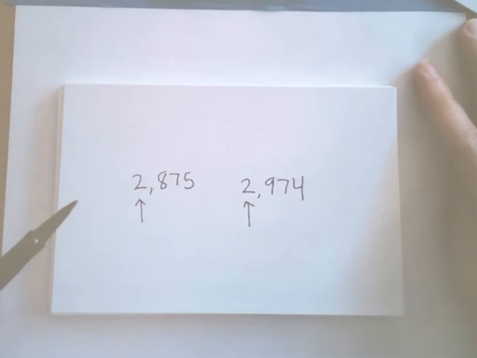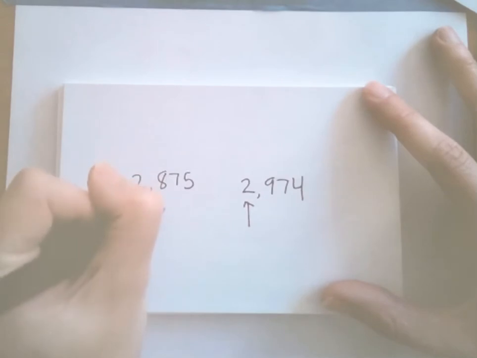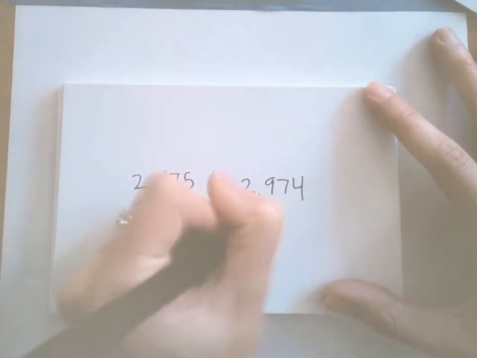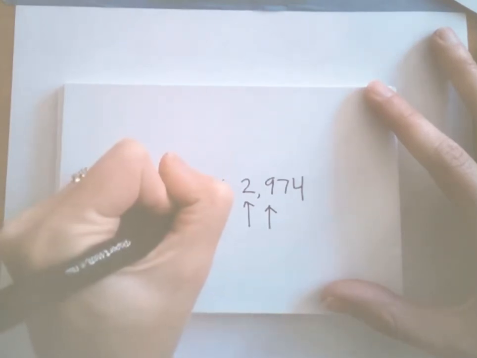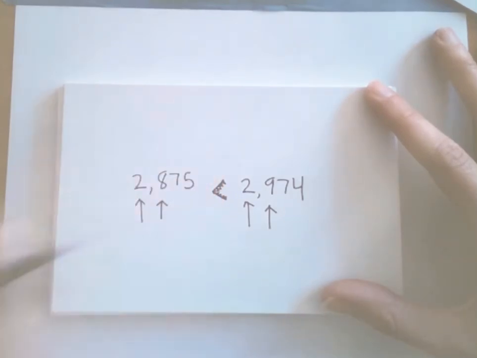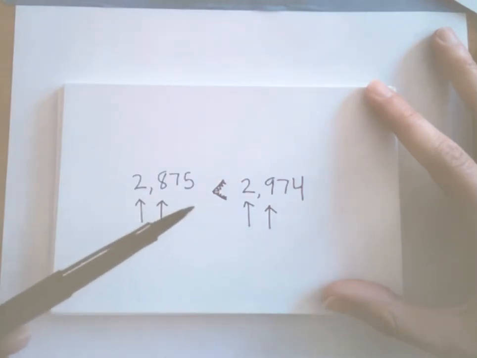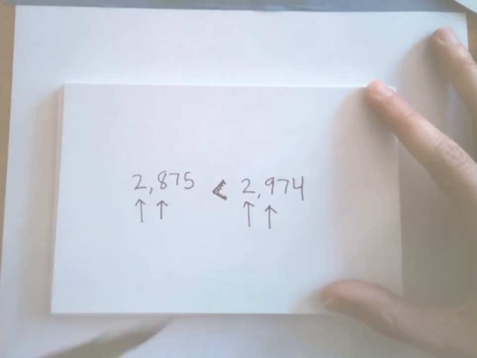If that's the case, what do I do? Correct. I go over down to the next place value. So when I do that, I have an 8 in this number and a 9 in this number. So if I wanted to know which one was greater, it would be the one with the larger number. Remember, think about your alligator mouth, your hungry animal always wants to eat the bigger number. So I would know 2,875 is less than 2,974.